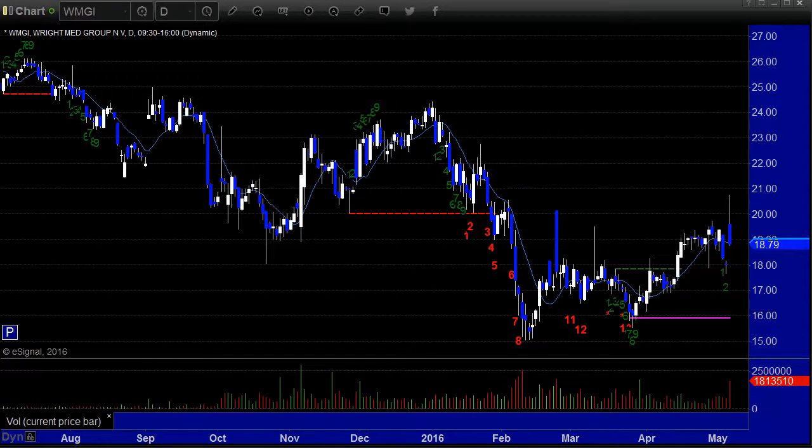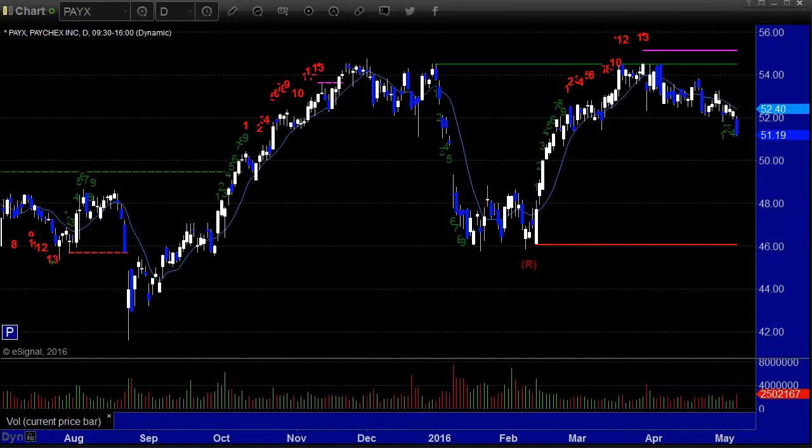WMGI, that was a buy signal. You can see the risk line. It touched it but never closed underneath it. Curled up. Now it's in the money. A working buy signal on the WMGI.